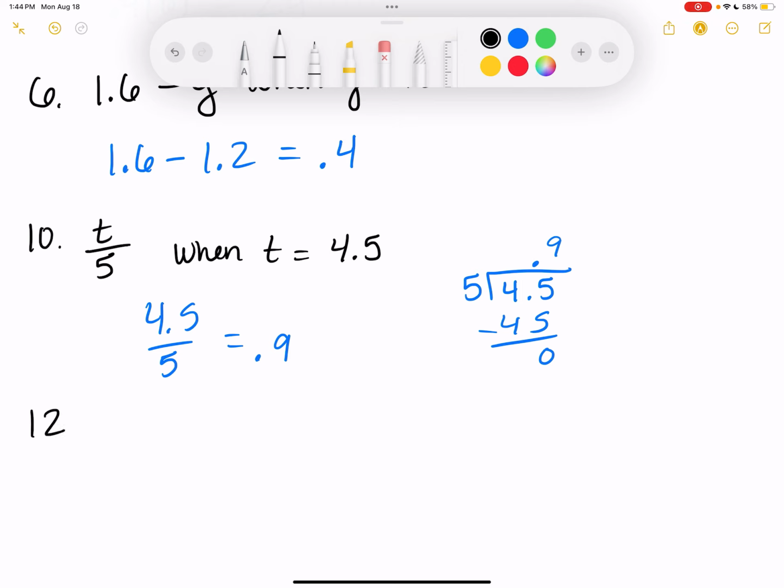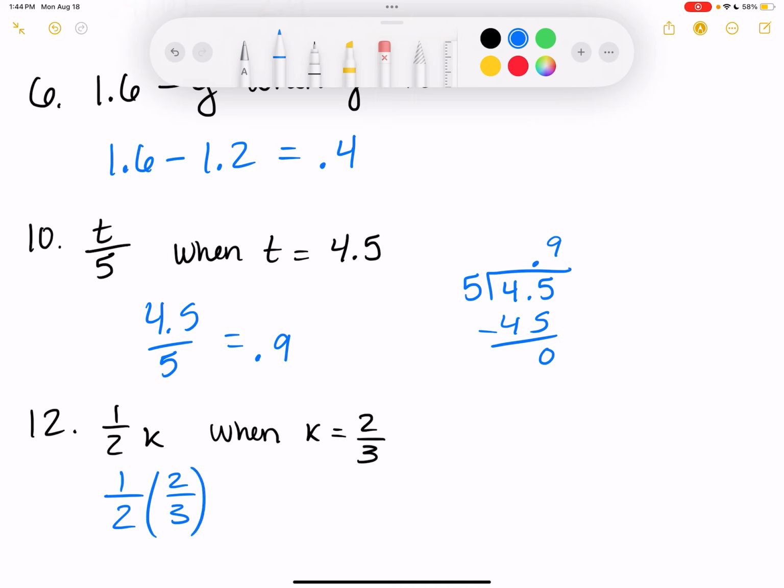How about 12? 1/2 times k when k is equal to 2/3. So again, when I'm multiplying, I like to use the parentheses just to help with confusion. So what happens when I multiply 1/2 by 2/3? 3/6, which equals 1/2. 1/3.